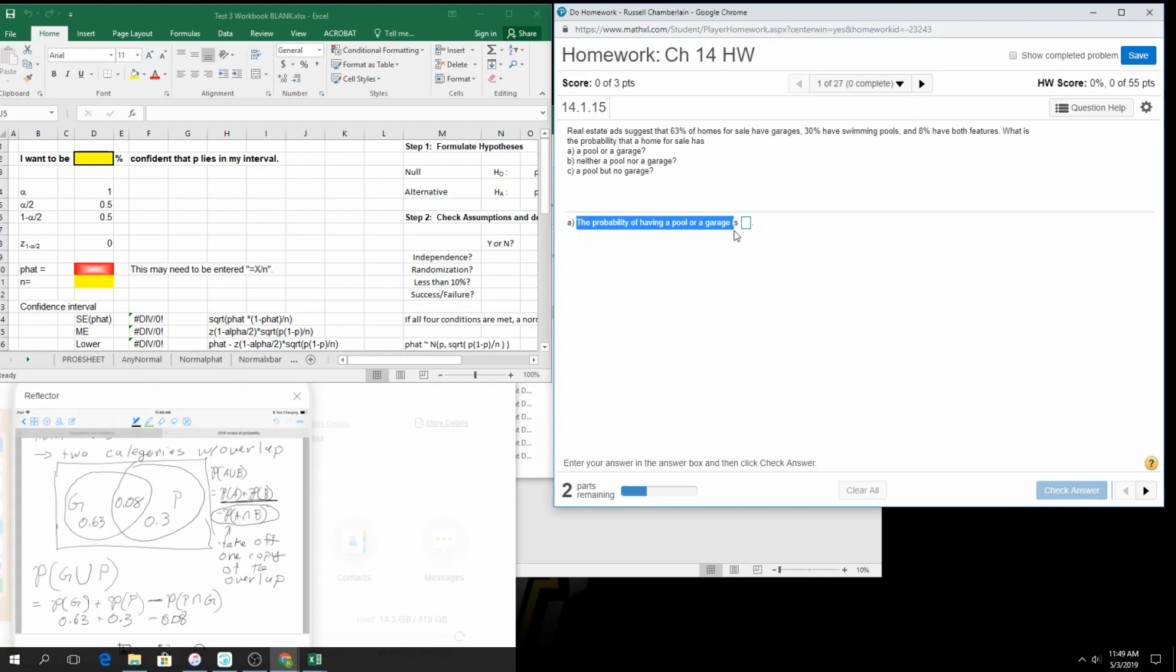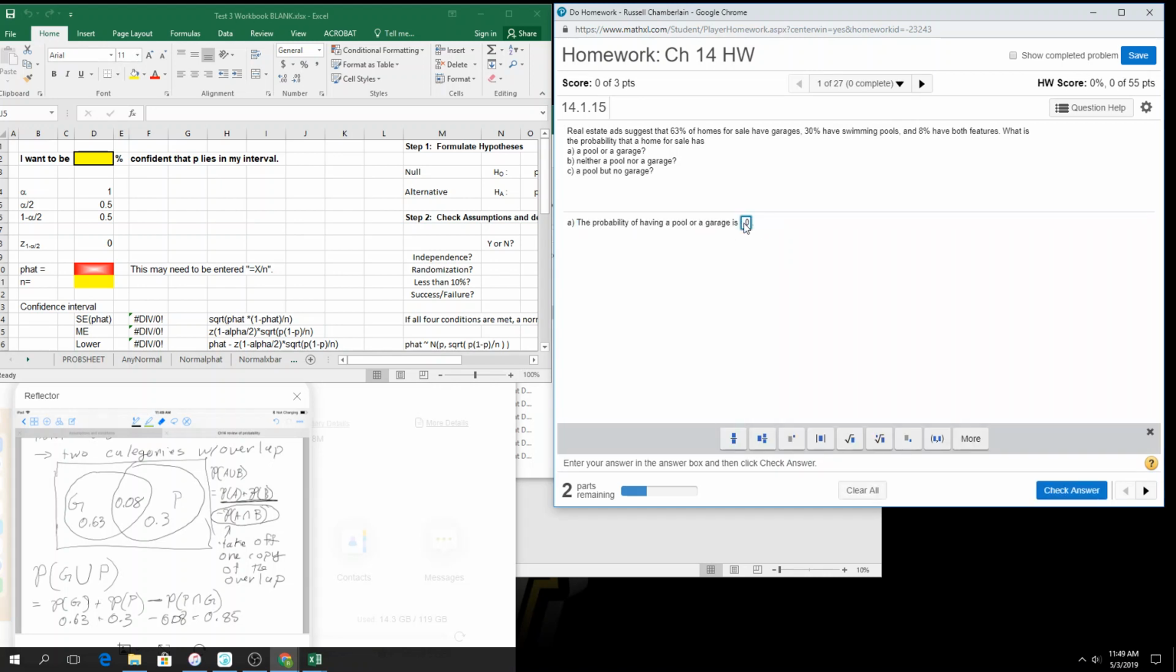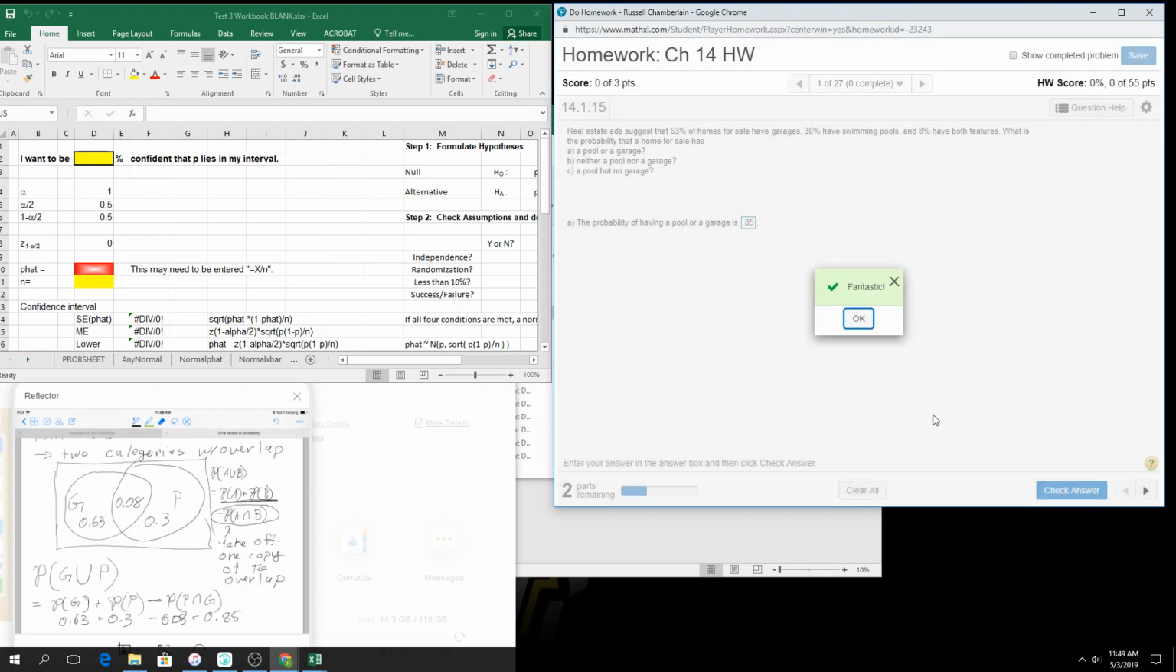If you picked up a calculator and did 0.63 plus 0.3 minus 0.08, you get an answer of 0.85. That's the proportion that have either a garage or a pool. So 0.85. And that's how it goes. So let's contrast these two statements. This is why I wanted to do this problem.